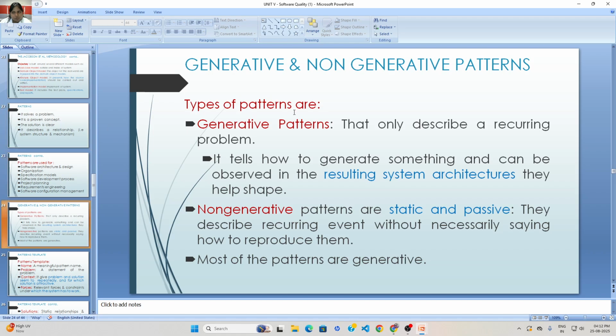So we have two types of patterns: generative patterns and non-generative patterns. Generative patterns describe a recurring problem, and non-generative patterns have two types. One is static and another one is passive.